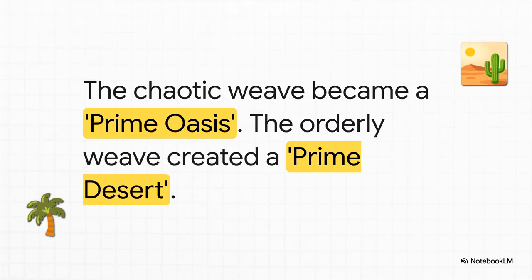This whole insight gave them this awesome new way to visualize it. The suppressor engine, because it was creating all this chaos, this high entropy environment, had accidentally built what they called a prime oasis. And the amplifier, by imposing all this order and creating a low entropy sequence, had made a prime desert. Just like that, the paradox was solved.